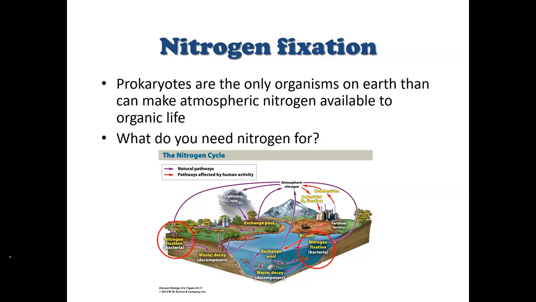So how does it get from the air into the soil, into the plants? Well, that process is called nitrogen fixation, and it's done almost exclusively by bacteria. The other place you can get nitrogen fixation is from lightning strikes, but that's not a lot. The vast bulk of it, obviously, is from bacteria.